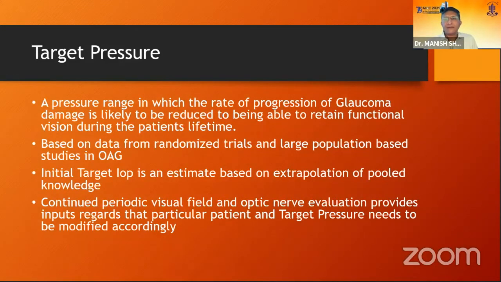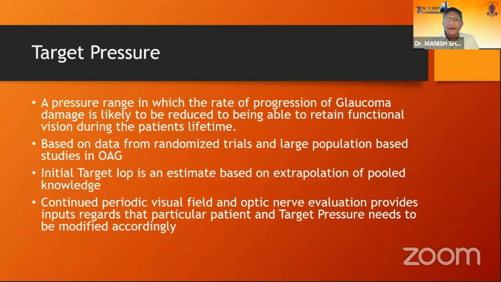The concept of target pressure is extremely central to our strategy. What is target pressure? It is a range of pressure at which this progression rate of glaucoma damage is likely to be reduced, to maintain the functional vision of the patient during his lifetime.